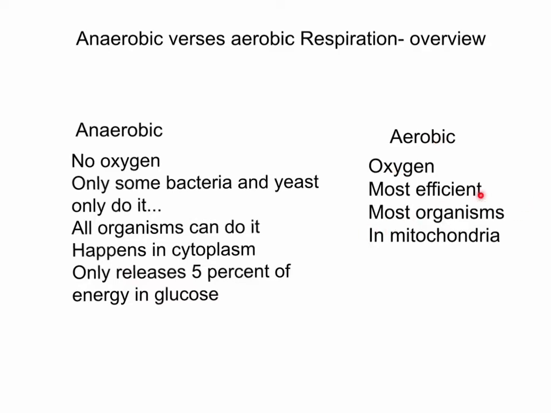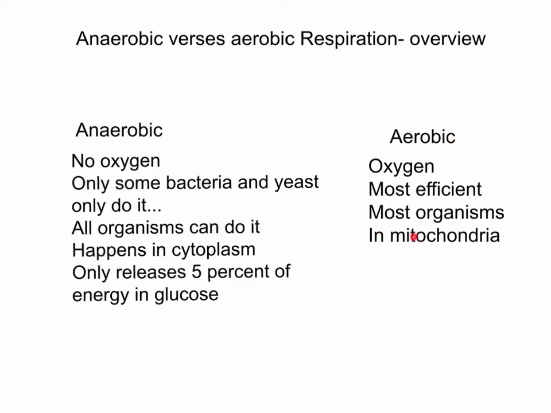Okay, most organisms do aerobic. The only ones that don't are some bacteria and some fungi like yeast. They cannot do aerobic, but almost all other organisms do aerobic. So pretty much all animals, all plants, protists. Again, the only ones that don't are some bacteria, not all bacteria, and some fungi, but again, not all fungi. Okay, and aerobic occurs in the mitochondria.